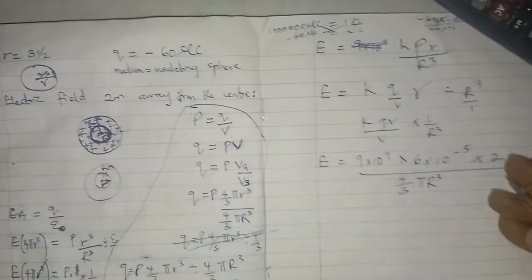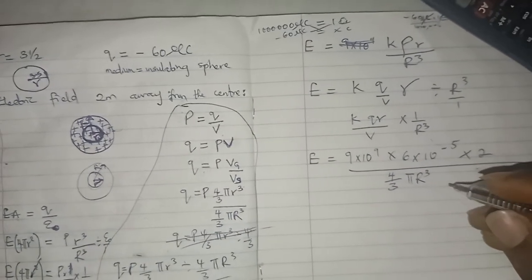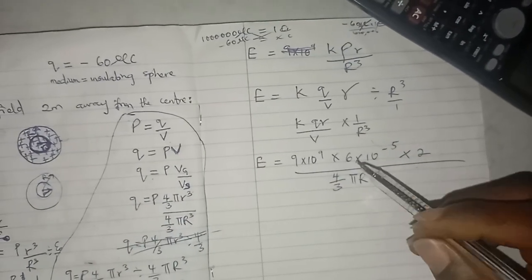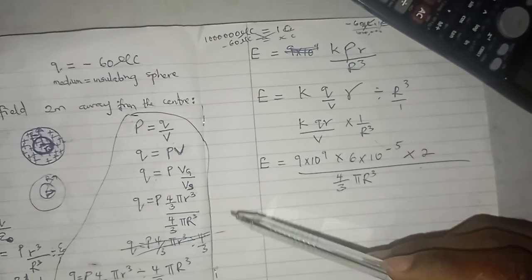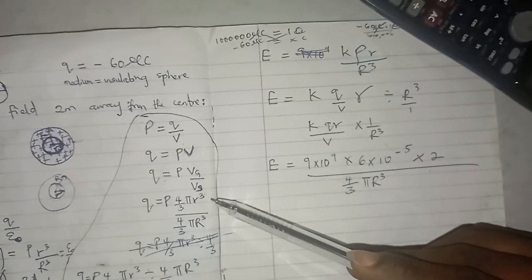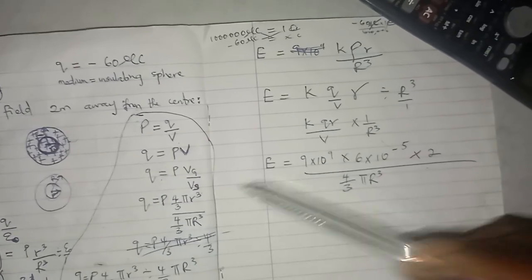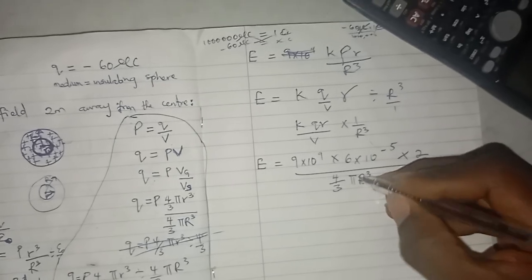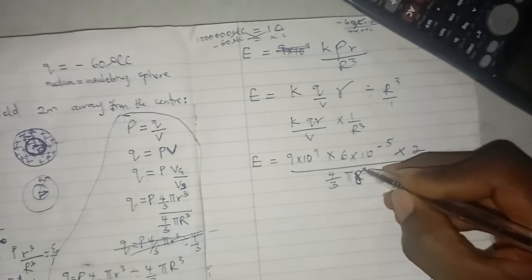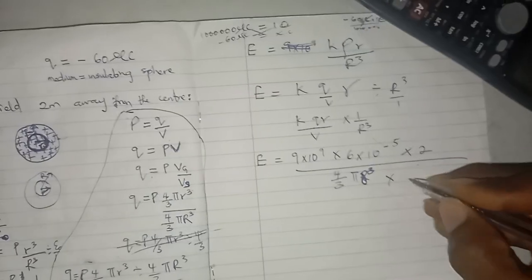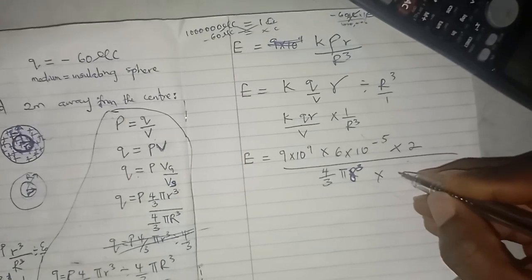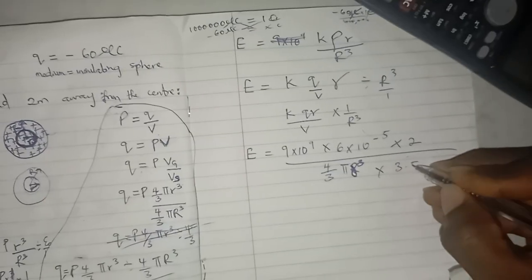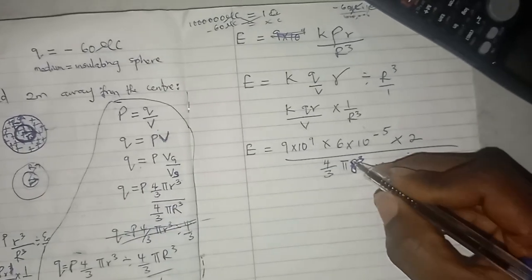So I'm using the volume of charge. The volume we are supposed to use for this charge is that of the smaller enclosure, so r cubed, times our big R. Our big R is 3.5. And remember that this one is 2.